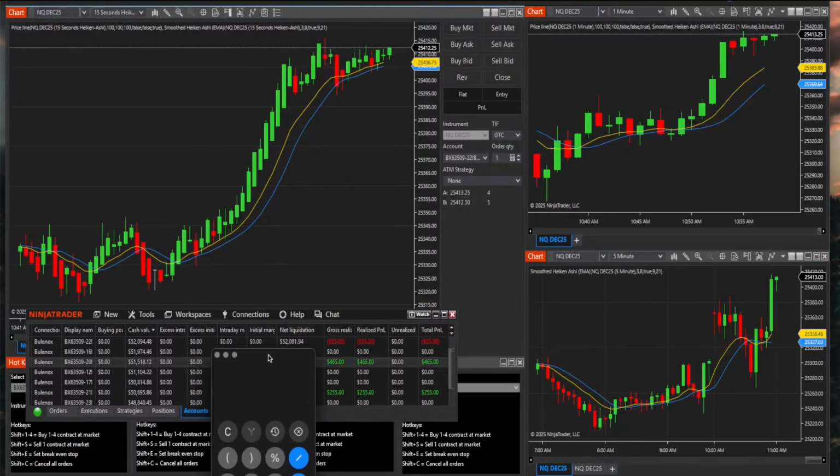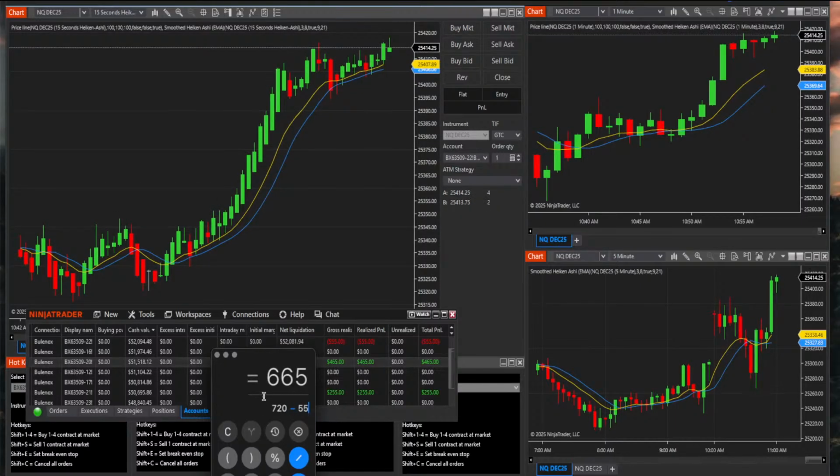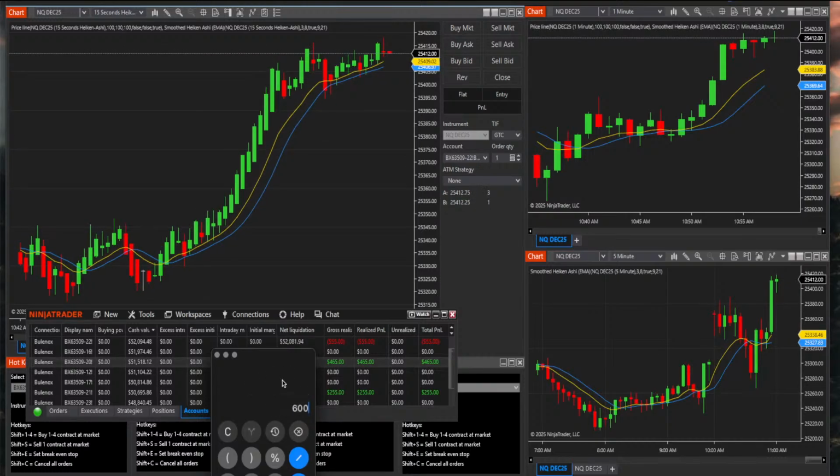I'm green for the day because look at this. We take 255 plus 465. 720 minus $55. So I'm up $665. I say commissions, I don't know. Let's just say $600. Who cares? Minus 65. Let's say it's $600. That's fine. $600, good day. You do that about 3 times a week, that's 18. Do that 4 times, about $7,000 for the month. That's pretty good.